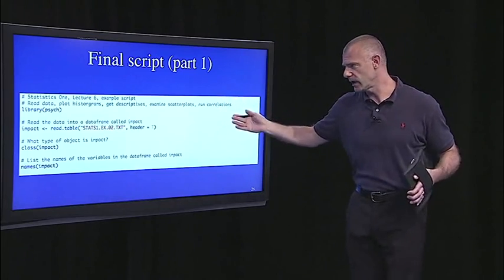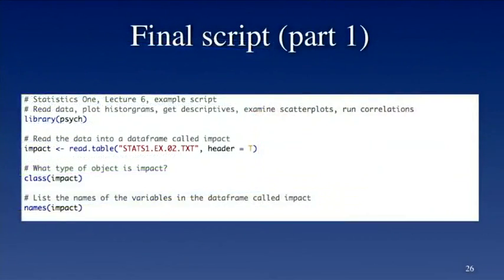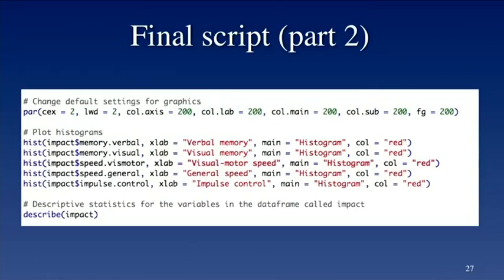I used the library psych for most of this. We did the read table command. I explored the data frame. I also played around with the default settings in the graphics. So you can do that with the par function. And I encourage you to just explore R and see what the different default options are. I'm doing that because I'm displaying graphics on a big screen, so I needed to change a lot of my default settings. I plotted a bunch of histograms using the hist function.